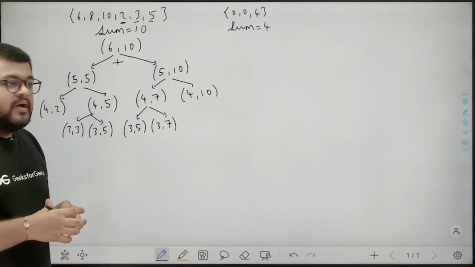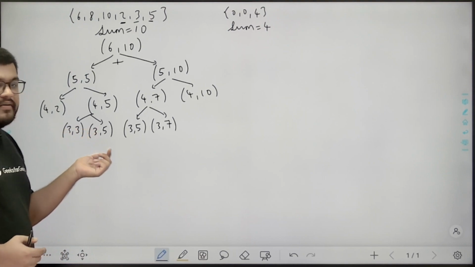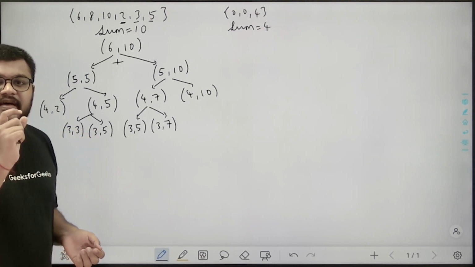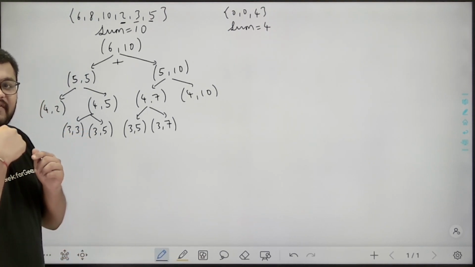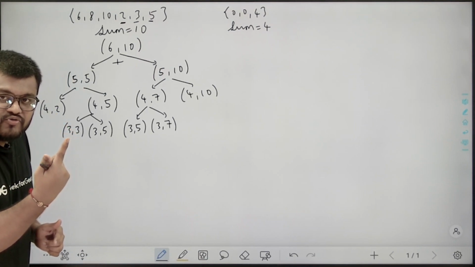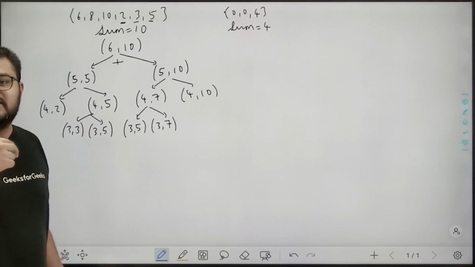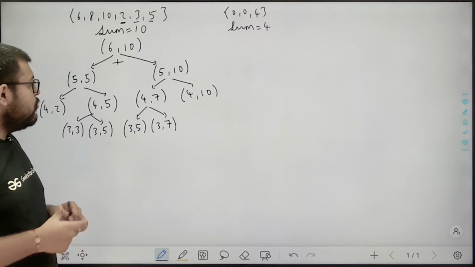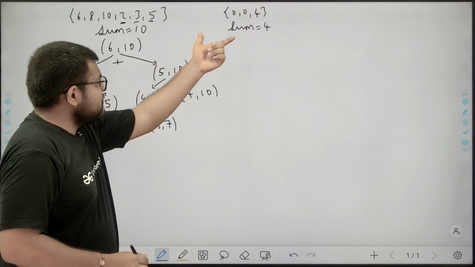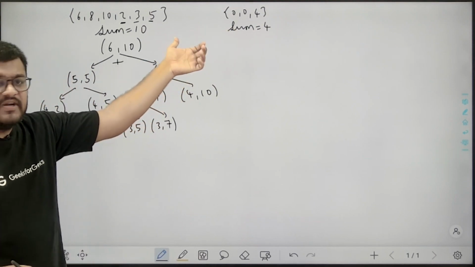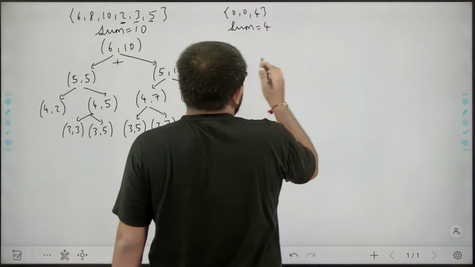When will we stop? When the number of elements becomes 0, right? And when the number of elements becomes 0, and if the sum is also exactly 0, then that would be one of my possible answers. So I'll increment my answer. How? Let me take this example. I have taken this example very intentionally. Okay. Here is a lot to understand.